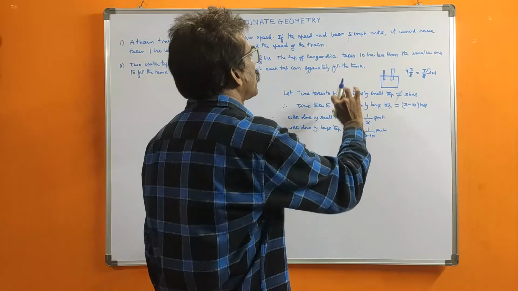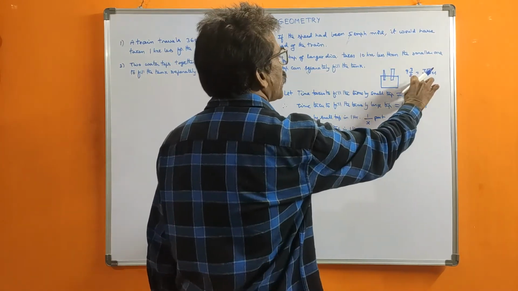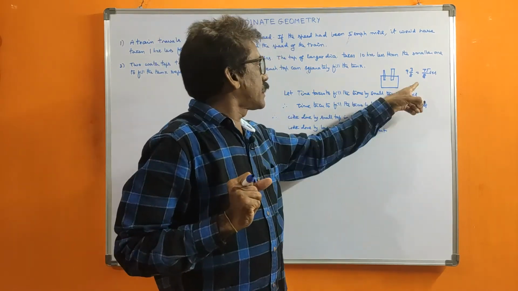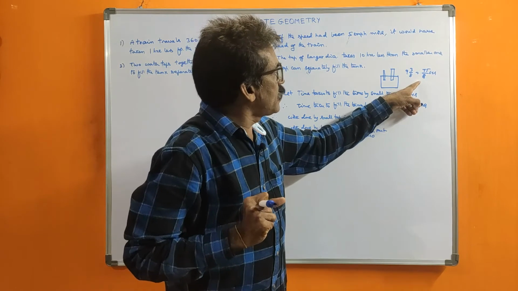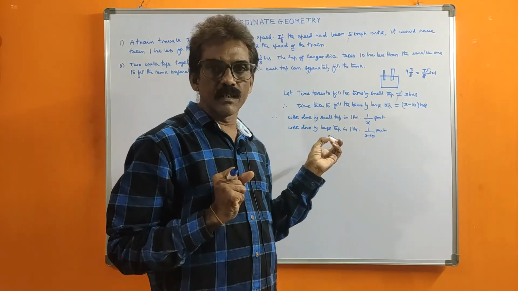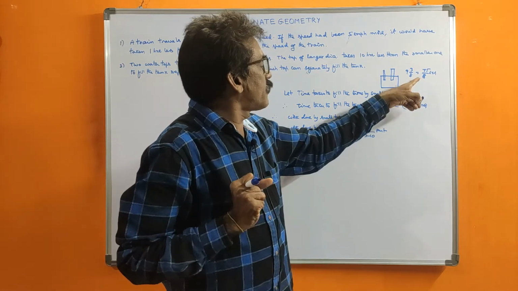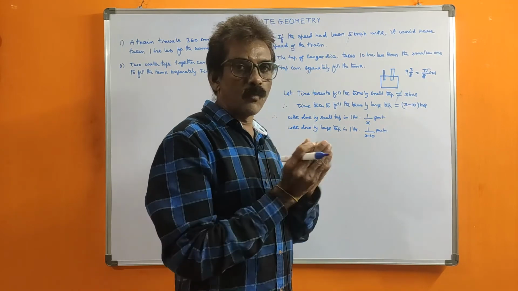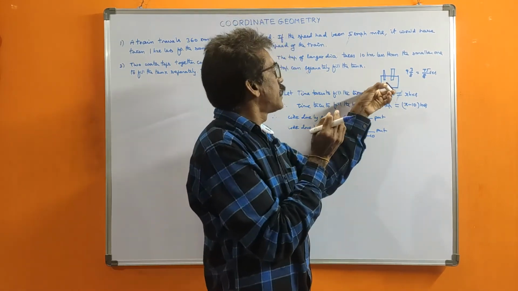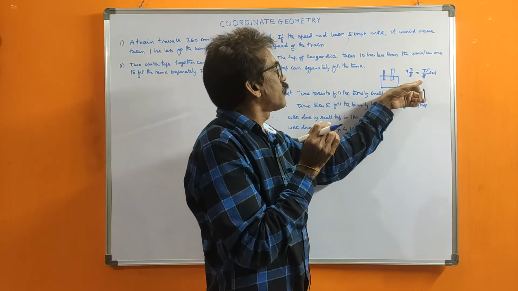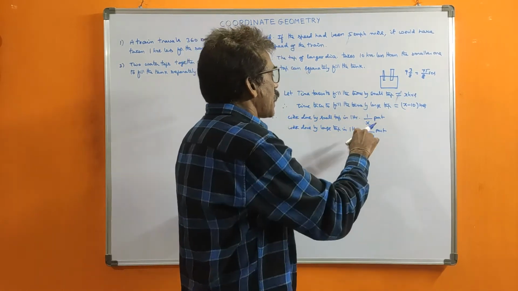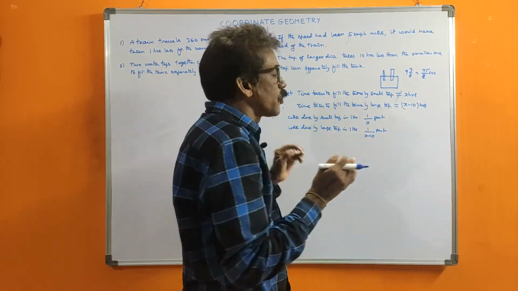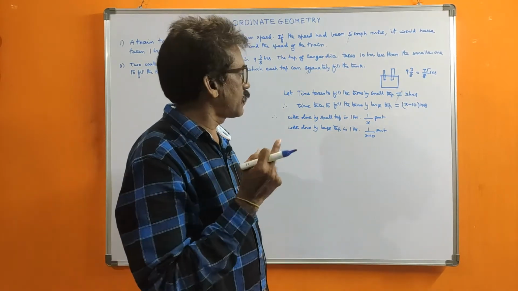Now both are working to fill the tank, for 75 by 8 hours. In 75 by 8 hours, the work done by the small tap plus the work done by the large tap, both together, is one work, because the tank is filled. That is equal to 1.